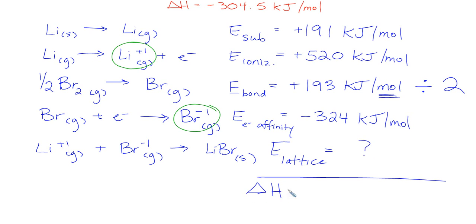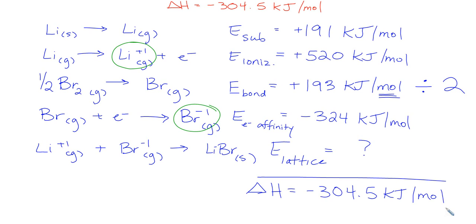Delta H was given to us up above. Overall, this reaction releases 4.5 kilojoules per mole. Okay, so this isn't so bad. We just have to do a little math. We'll work backwards. We know the overall energy change. We'll just work backwards and calculate the lattice energy. Just don't forget, when you're plugging this in your calculator, make sure you divide that bond energy in half. That's usually the most common mistake.